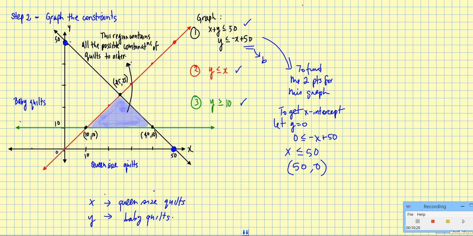Now, if I go back to the previous page for a second, we've taken care of part A. We made the graph and we showed all the possible combinations of quilts that she could order, okay? And that combination of quilts that she could order are all inside the feasible region. This is the region that has all the possible combinations of numbers of quilts that she could order, okay? So, having said that, we move on to part B.